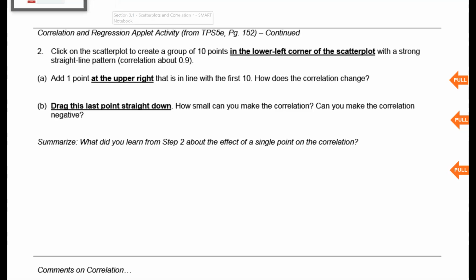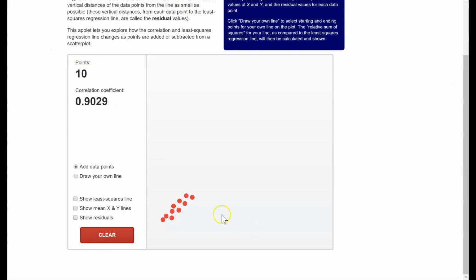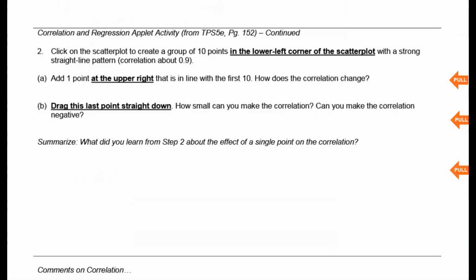So I'm going to go back to the applet now and take a look. I've got a scatter plot here with 10 points in the lower left-hand corner with a correlation of about 0.9. And then I was asked to add a point way in the upper right that kind of fits the overall linear pattern. I'm going to go ahead and put one right up there, and holy cow, correlation is about the same. Actually, it got a lot better. It improved our correlation up to 0.99. So go ahead and capture that observation in your notes.